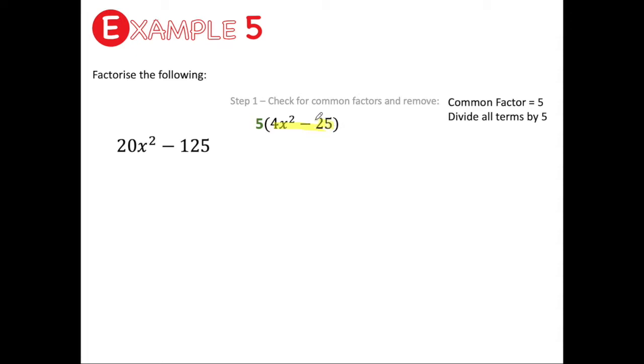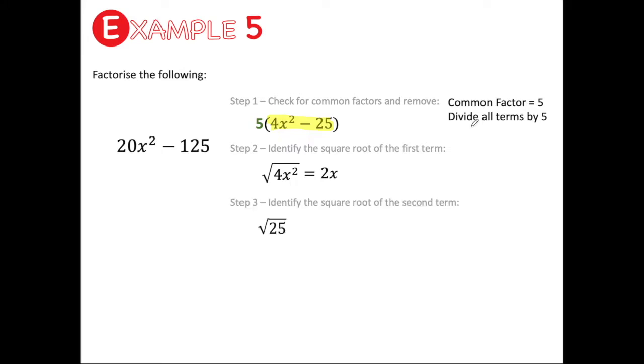So I now focus on my brackets, which is 4x squared minus 25, and then the 5 sits on the outside until the end. So looking for the square root of 4x squared, and that is going to equal 2x. Then the square root of 25, which is equal to 5. So I've got my 2x and my 5 I can use to write my factorized form. So my factorized form is going to be 2x plus 5, 2x minus 5.